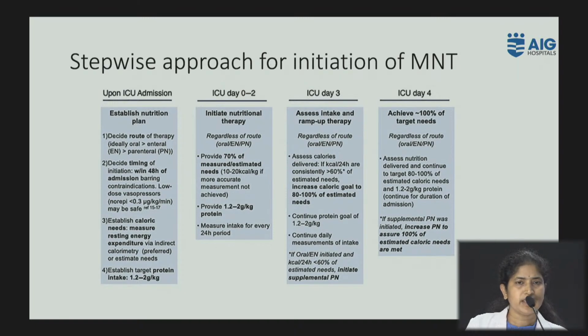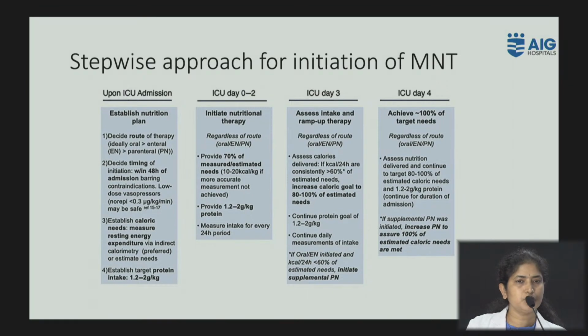And in ICU day 3, we reassess the intake and we try to progress as long as there is a good tolerance to the feeding by any route. And if more than 60% of the needs are being met, then we increase it slowly from 60 to 100%. But if less than 60% of the needs are being met, then we supplement it with parenteral nutrition so that we move in the right direction of achieving 100% of the target needs.